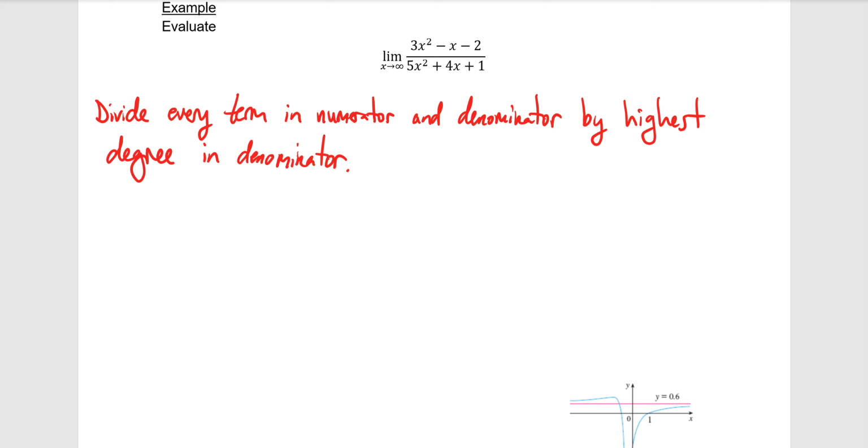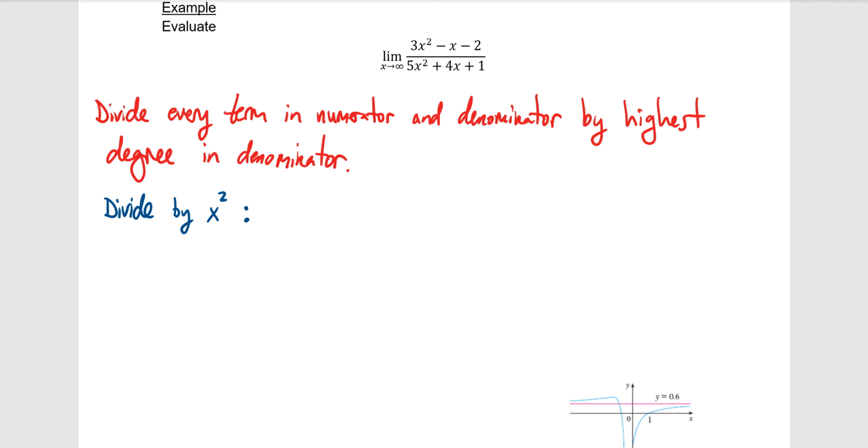we have to divide every term in the numerator and denominator by the highest degree in the denominator. So this is what we're going to do every time we see a problem like this. So the highest degree in the denominator here is x squared.